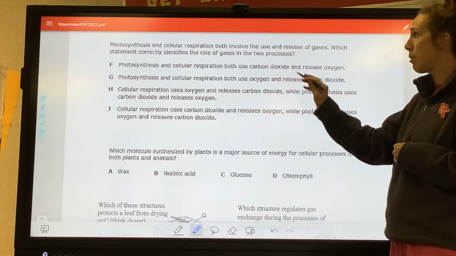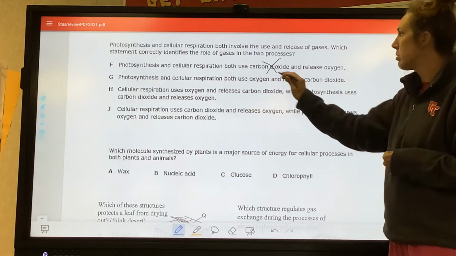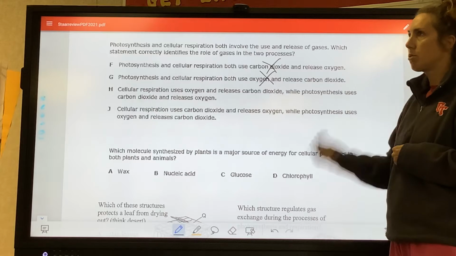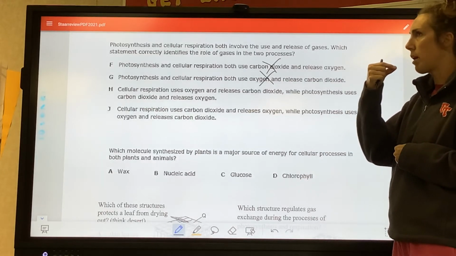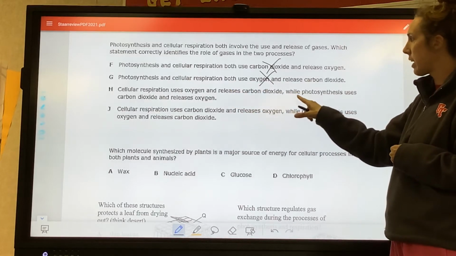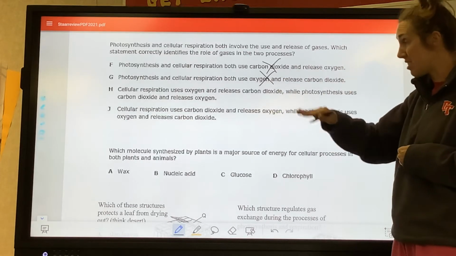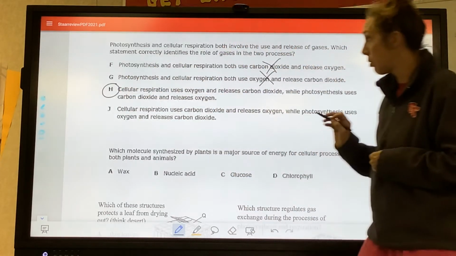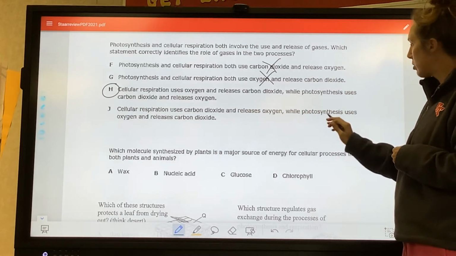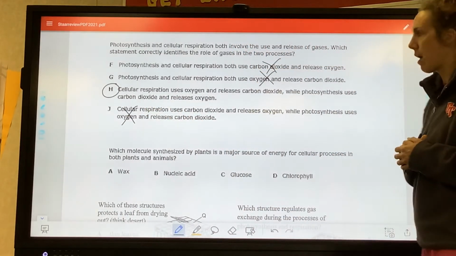Photosynthesis and cellular respiration both use carbon dioxide. You know they both don't use the same things. Photosynthesis and cellular respiration both use oxygen. No, okay. Cellular respiration uses oxygen. Yes, and releases carbon dioxide. Okay, pretend like you didn't even know about that first part in H. Let's do the second. While in photosynthesis, plants use carbon dioxide and release oxygen. Yes. So we know that's true. Then this second one, despite what the first part says, while photosynthesis uses oxygen, photosynthesis doesn't use oxygen, so I can get rid of that one too.